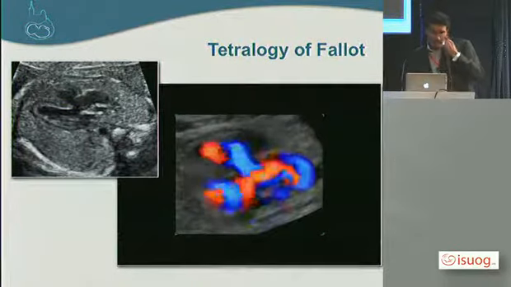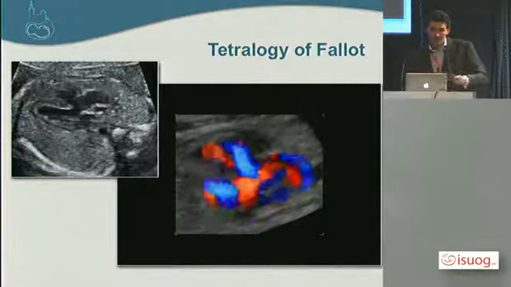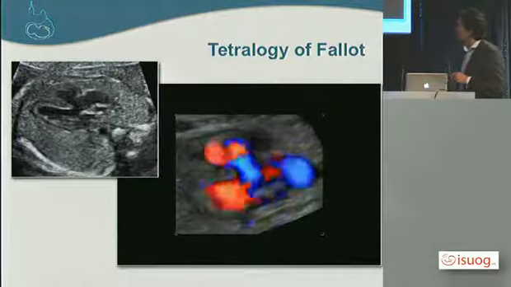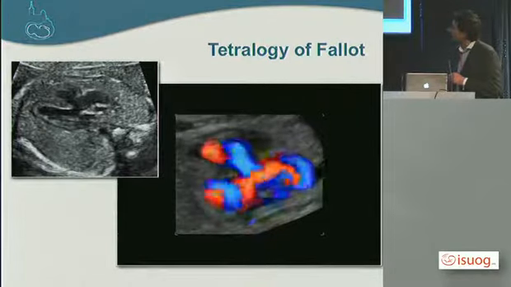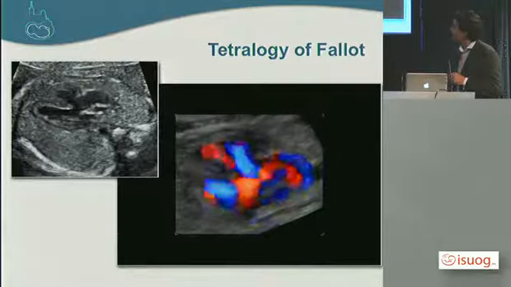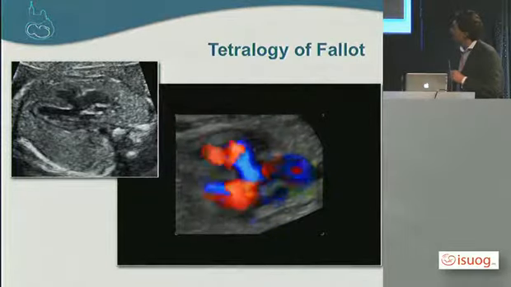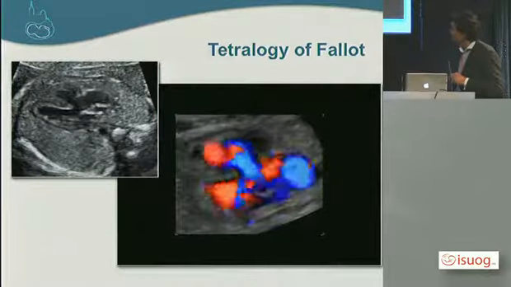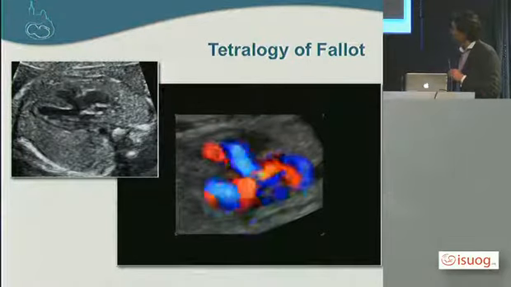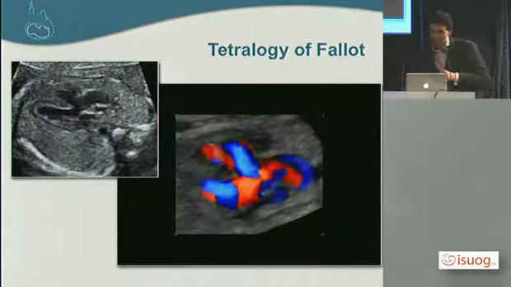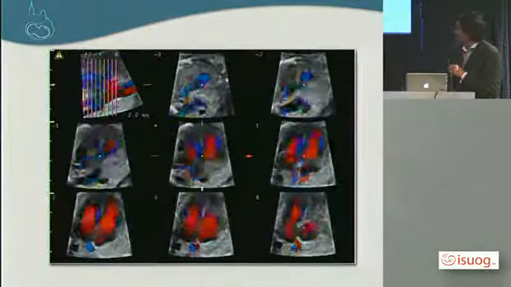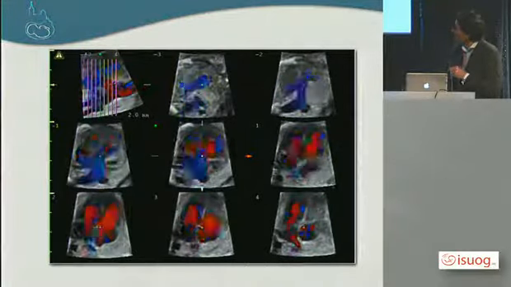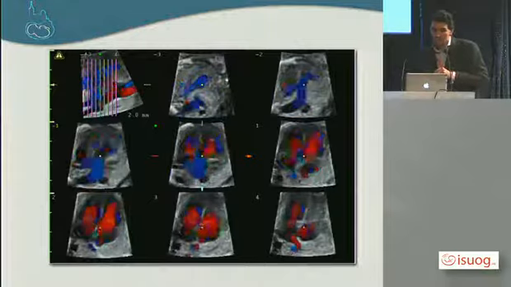Maybe the last example is tetralogy of Fallot, to understand in which situation 3D and 4D imaging can be helpful. Here we can understand, I remember that Jolene taught me the physiology of the tetralogy of Fallot. We can see here that the very large, overriding aorta is filled by the left ventricle and by the right ventricle. There is filling by both ventricles. Then you can confirm that by using the previous mode, and you can see an overriding aorta, but this picture alone is not sufficient to be sure that it is a tetralogy of Fallot.